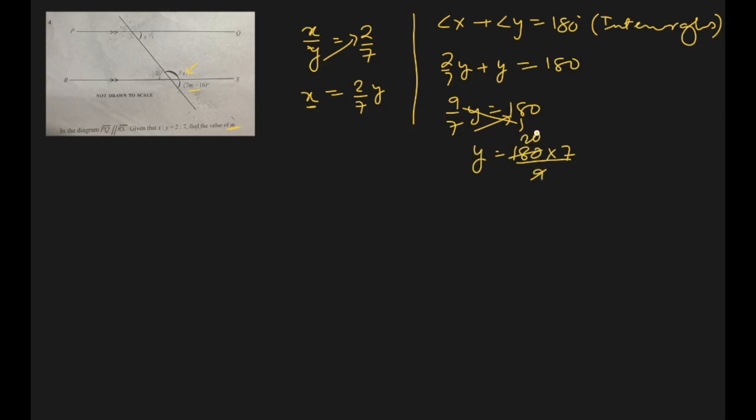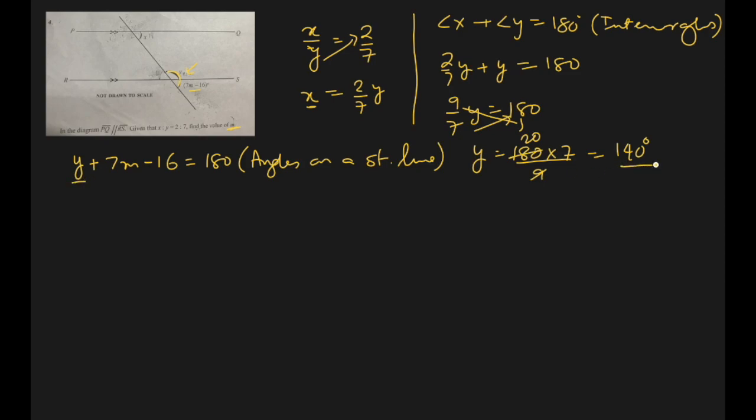9 and 180 cancel out, 20 times 7, 140 degrees is Y. Okay, now Y and 7m minus 16 are angles on a straight line. So Y plus 7m minus 16 will be 180 degrees because they are angles on a straight line. In exams you should always give reasons why you are using a certain equation.